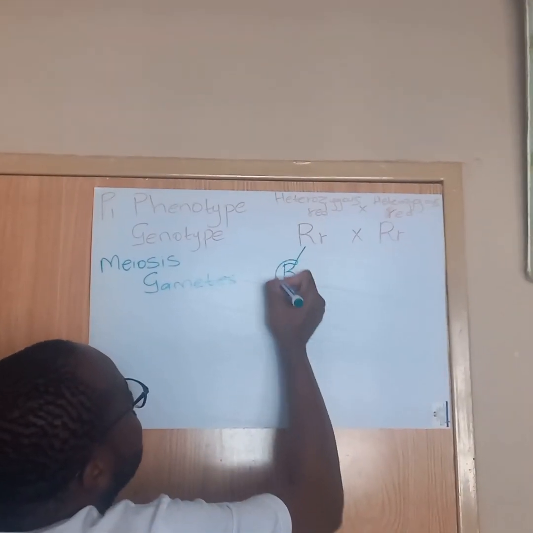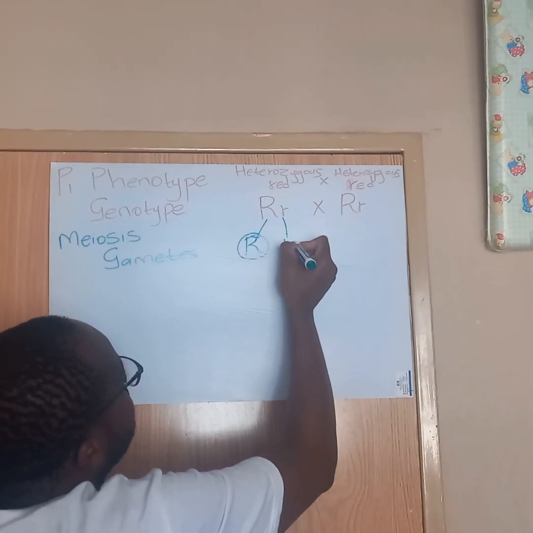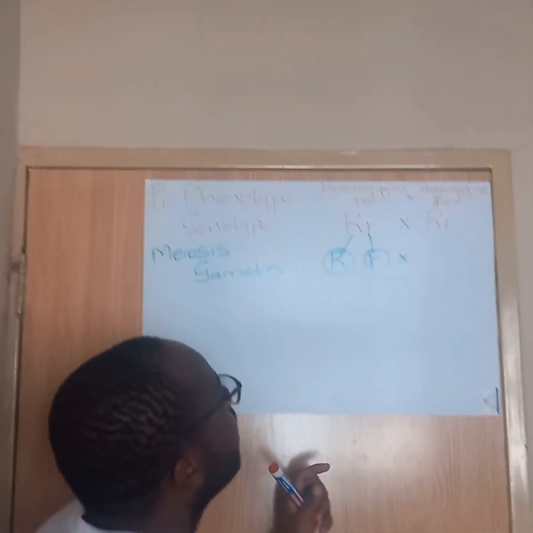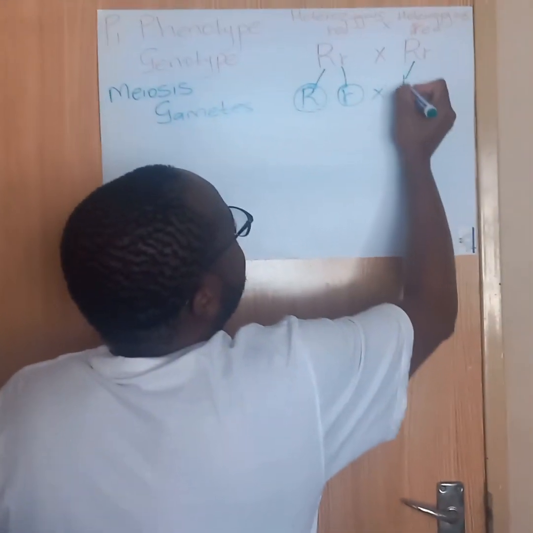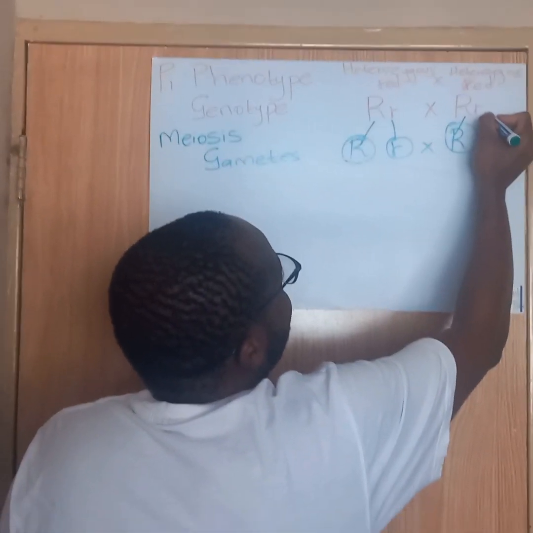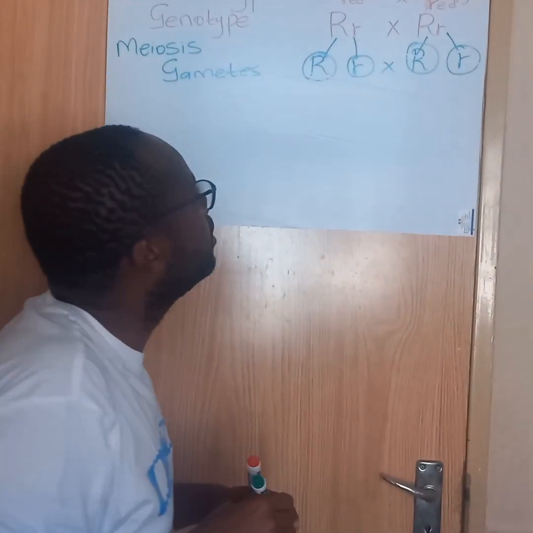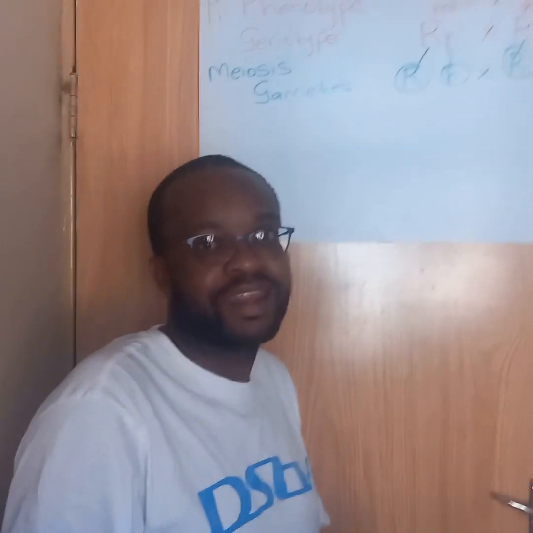Then we have capital letter R here. We have small letter r. Multiplication to indicate that they are crossing. Then we separate this one, capital letter R. Then this one also gets separated. Then it's going to be the small letter r.